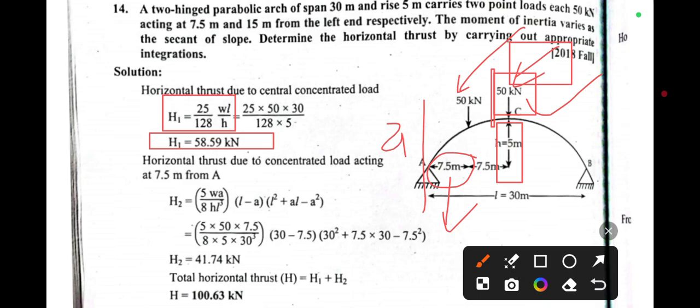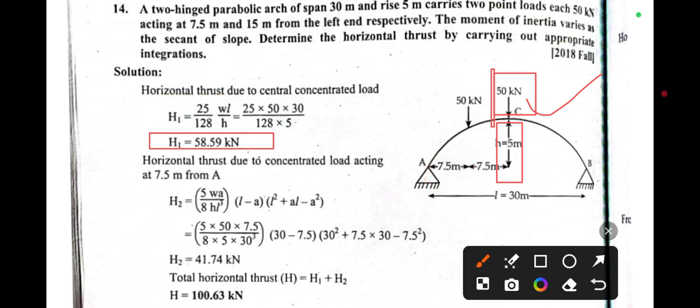Whenever this load is acting like this, we have this distance from the right side to this point load, that is taken as a. So in this case we can see here the value of a is 7.5 meter, and the value of W is this 50 kilonewton, and length is already this 30 meter. Now we have to just put this value of H, L and a in the given formula.